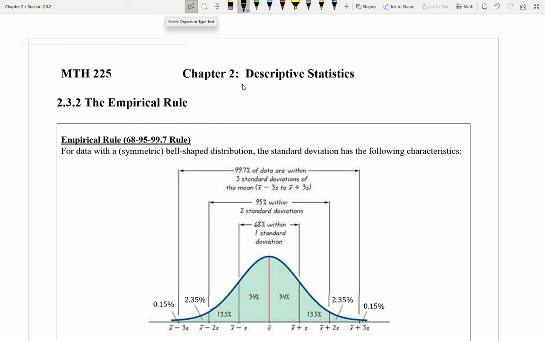In section 2.3.2, we're going to continue to talk about this idea of standard deviation, which was one of our measures of spread that we discussed in the last section. What we want to try to understand is ultimately how we can use this standard deviation to better understand how the data within a data set is actually distributed or dispersed.